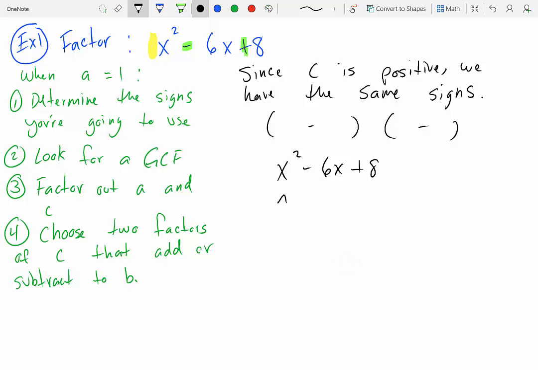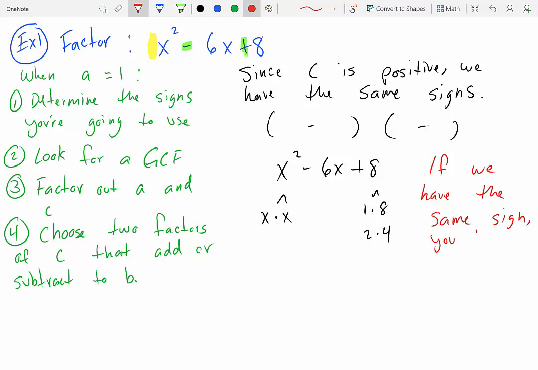Factoring out a means what times what gives us this. So for x squared, it's x times x. And for 8, it's 1 times 8 and 2 times 4. Nothing else. Now, since a is 1, we need to choose 2 factors of c that add or subtract to b. If you have the same signs, you add 2 factors to add to b.